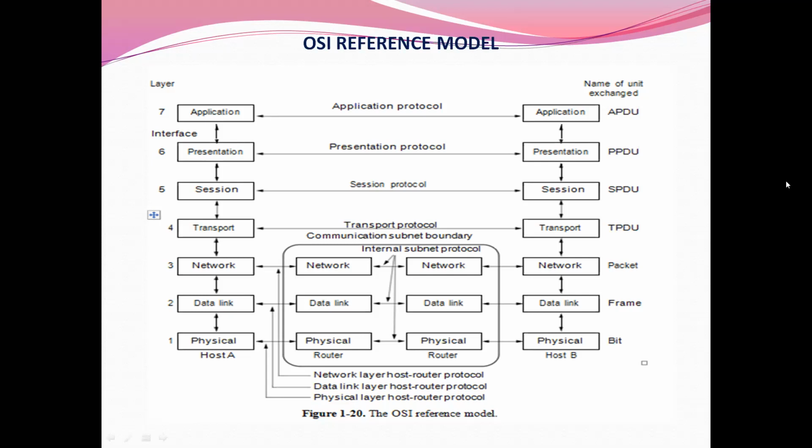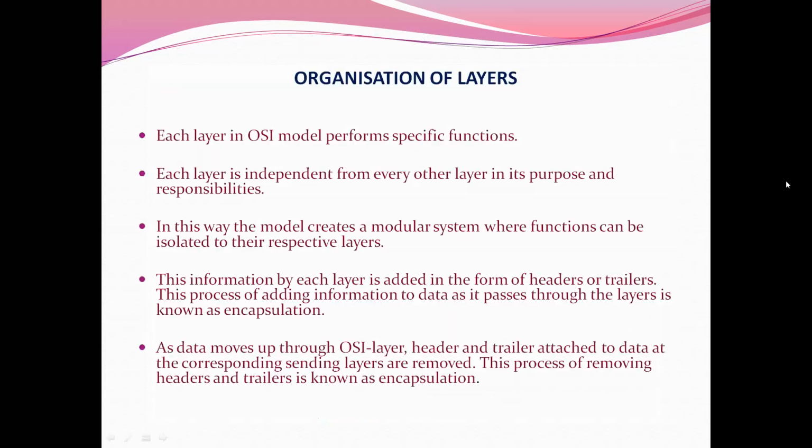So this is about how the layers are organized in the OSI reference model. First, each layer performs its specific functions, and they are independent and isolated. In the sender, encapsulation takes place, which is nothing but adding headers and trailers to the data, and in the receiver, decapsulation takes place, which is nothing but headers and trailers being removed gradually as the data moves from the lower layer to the upper layer.